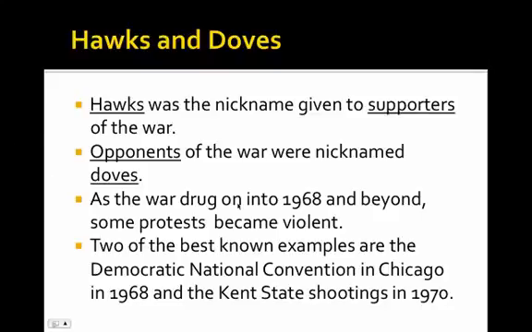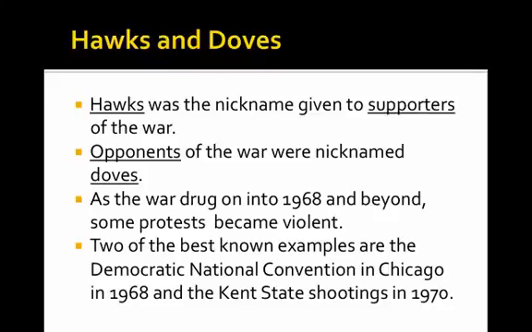As the war drug on in 1968 and beyond, some of the protests became very violent. Two of the best known examples are the Democratic National Convention in Chicago in 1968, where the Democratic Party was nominating its candidate for president, and a lot of war protesters were there, and the mayor of Chicago, Mayor Daley, vowed that he would keep law and order, that he would crack down on the protesters, and he did. They were beaten by the police, and this was all over the news, all over the television during the Democratic National Convention. And many people think that's what cost the Democrats the 1968 election, which was won by the Republican candidate Richard Nixon.